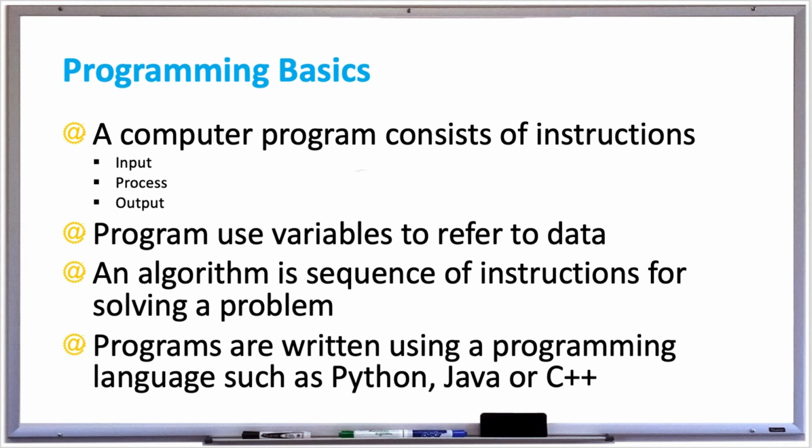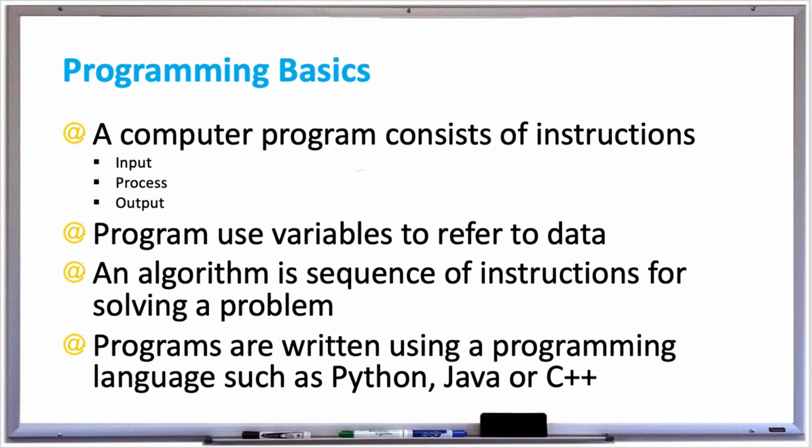And an algorithm is a sequence of instructions for solving a problem. For example, an algorithm can be the steps for making your favorite sandwich to eat, or even the steps for calculating the distance between two GPS points. It can be as simple or as complicated as that.